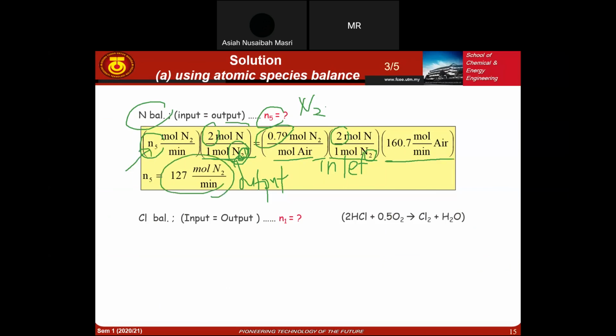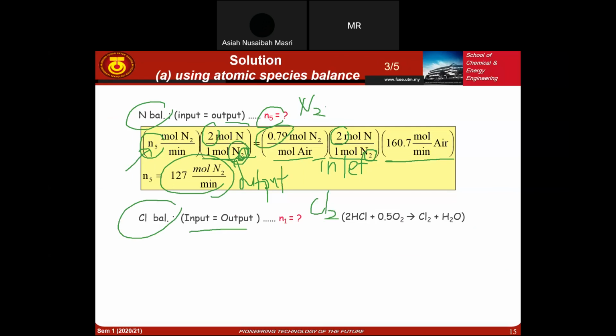Okay, that's for nitrogen. Then we solve using chloride balance, Cl balance. So we also do for input equals output. N1 is referring to how much Cl2 is the product, so we can solve for N1.